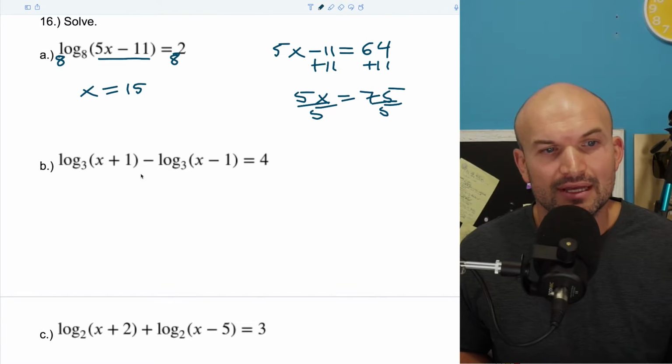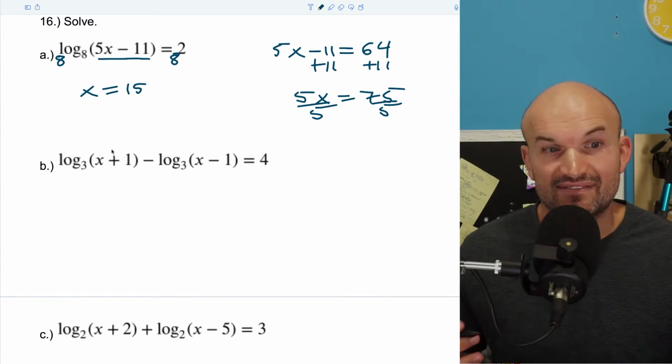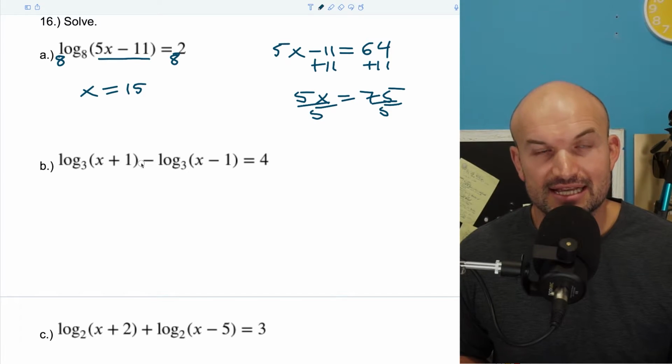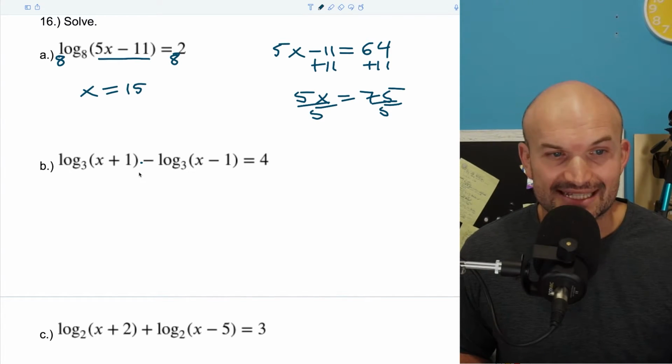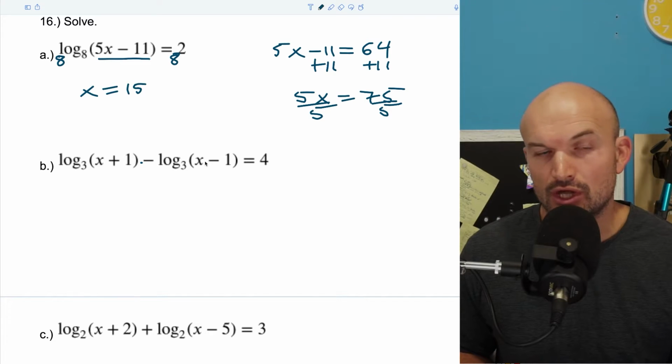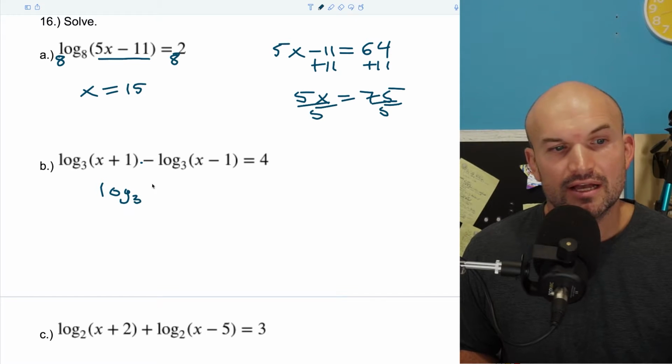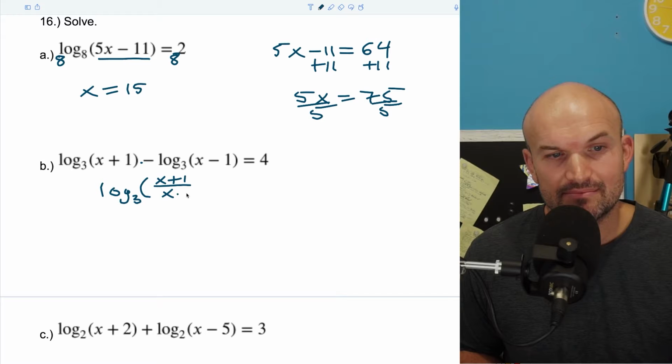Now, in this example, I can't simplify my logarithm, or exponentiate on both sides, until I have exactly one single logarithm. So what I'm going to need to do in this case is use my rules of logarithms to condense this. You remember when you have the difference of two logarithms, as long as they have the same base, you can rewrite that as the quotient. So I can rewrite this as log base 3 of (x plus 1) divided by (x minus 1), and that's now going to equal 4.